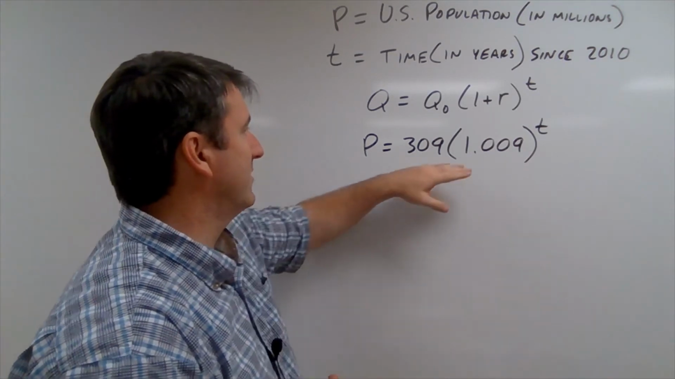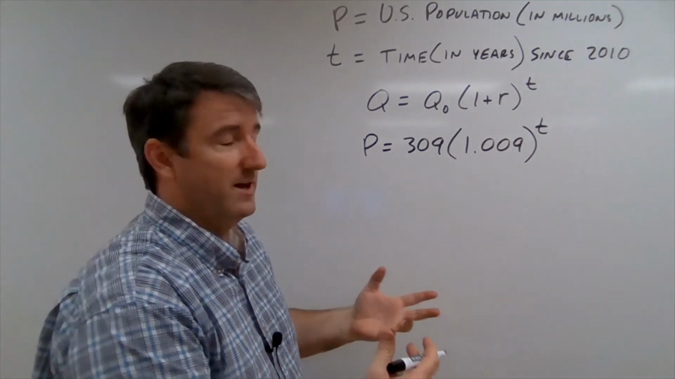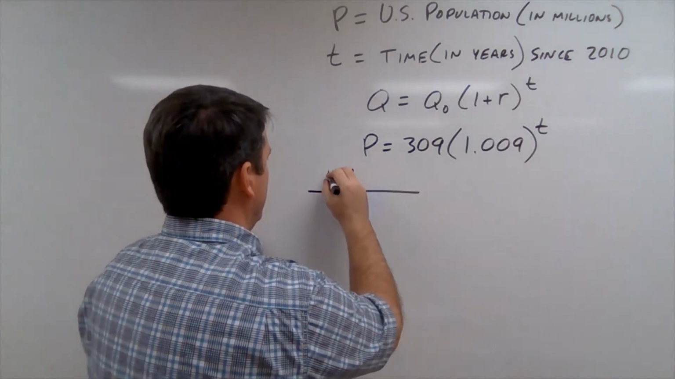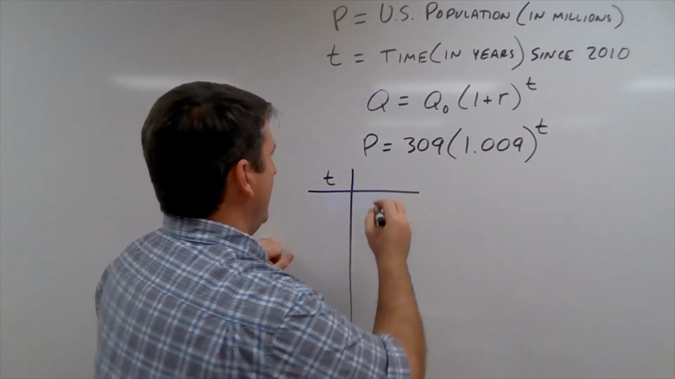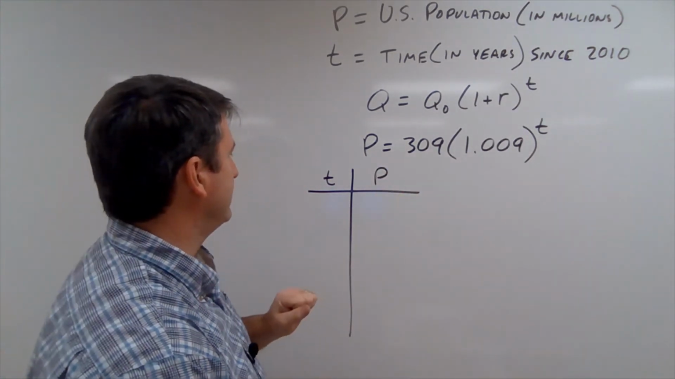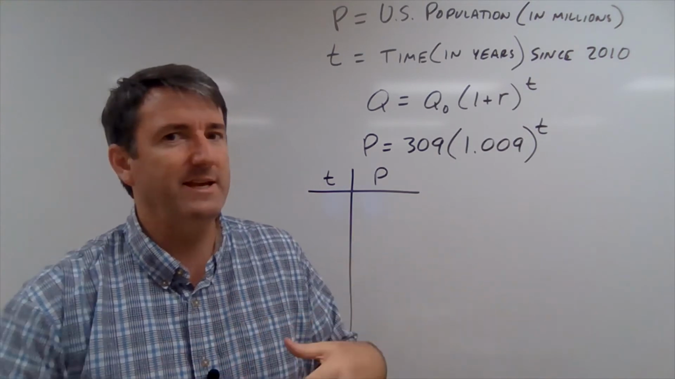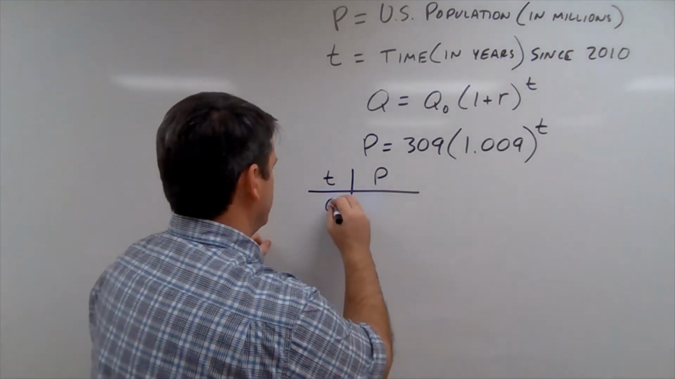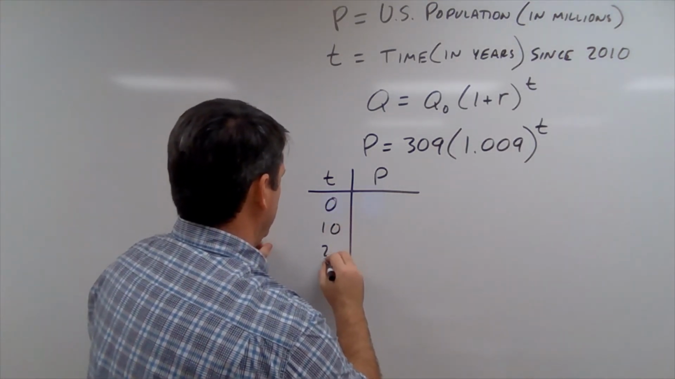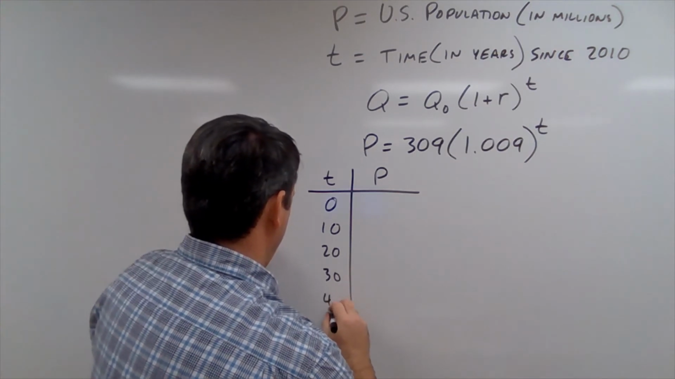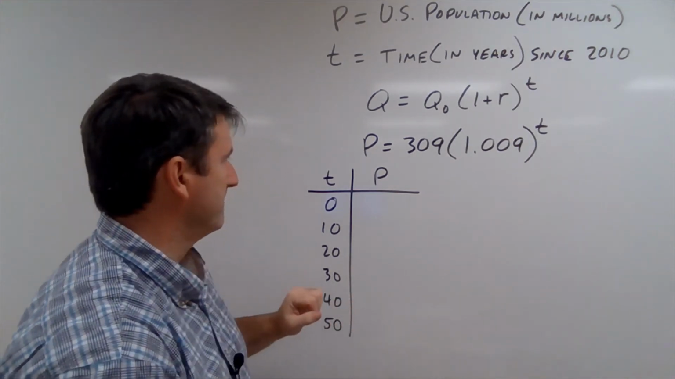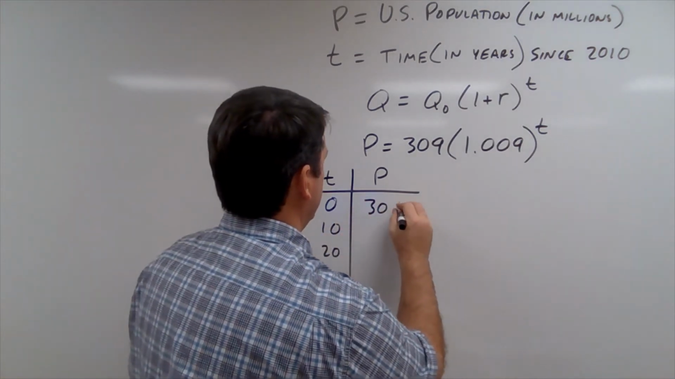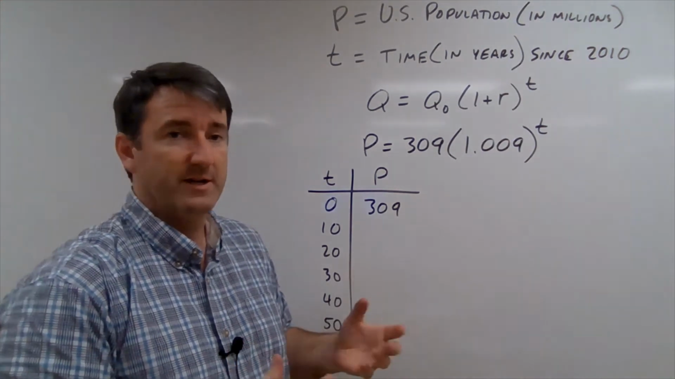Now let's take this equation and make a table of values. So we'll have our independent variable on the left and our dependent variable on the right. And we want every 10 years until 2060. So that'll be up to t equals 50. So we'll go from 0, then 10, 20, 30, 40, and 50. Our p at time 0 is going to be 309. We know that. We were given that as our initial value.